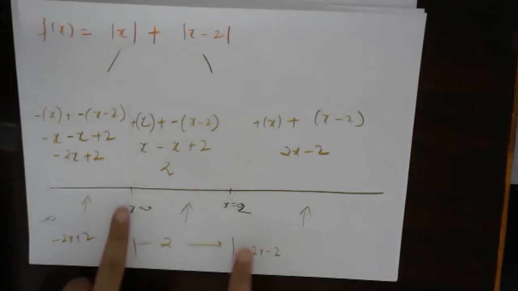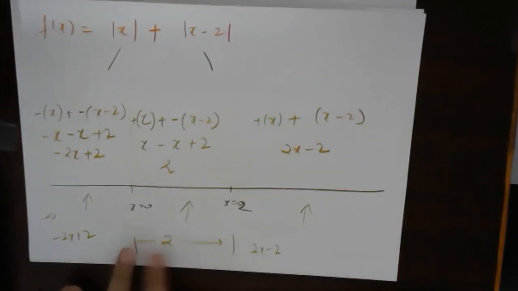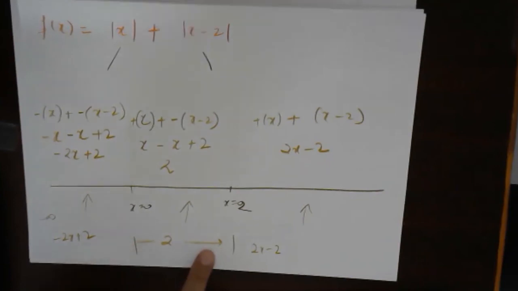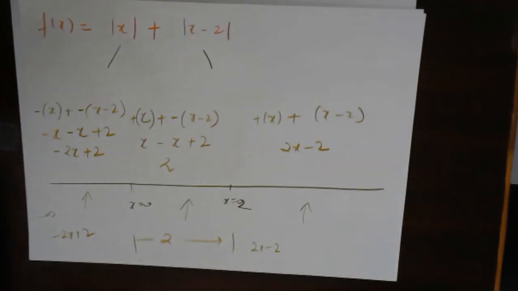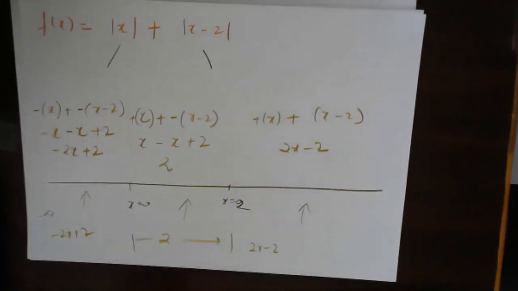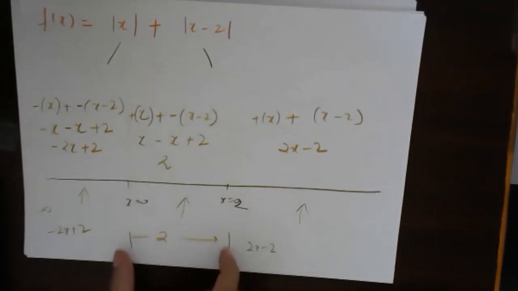But between 0 and 2, it will be a constant value. Yes? Just check. Nandita, between 0 and 2 it's a constant. So it will be only y is equal to 2. Between 0 and 2, we can see it is constant. So just change the value between 0 and 2.